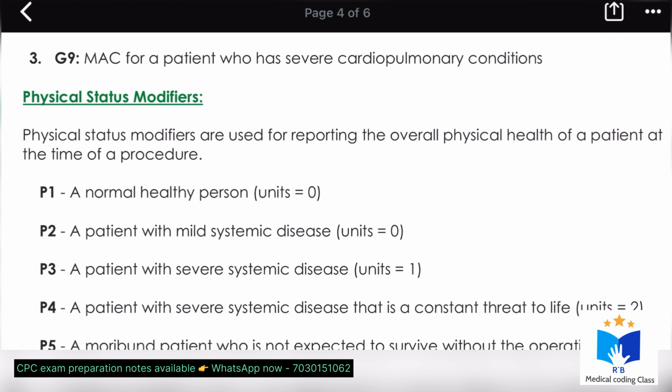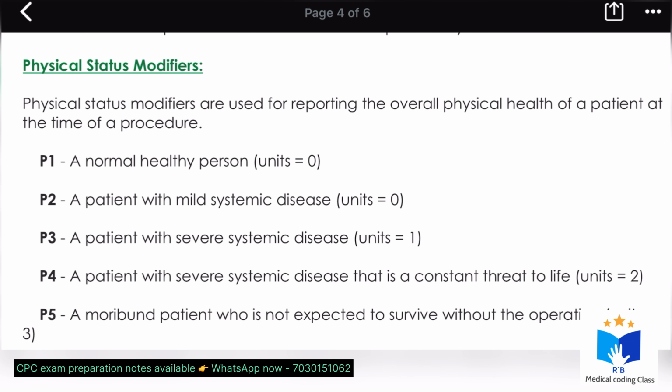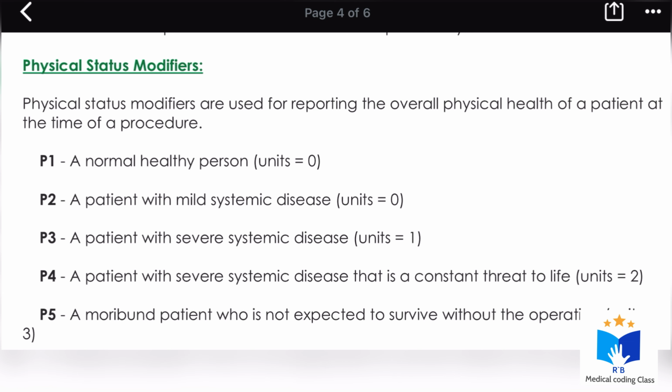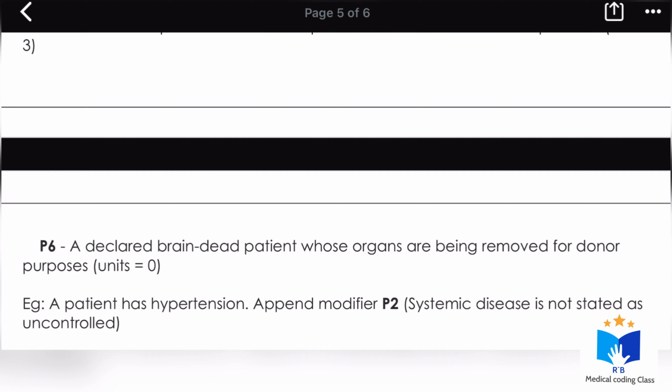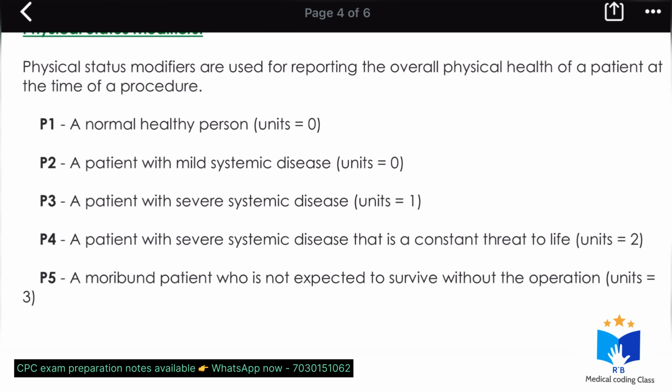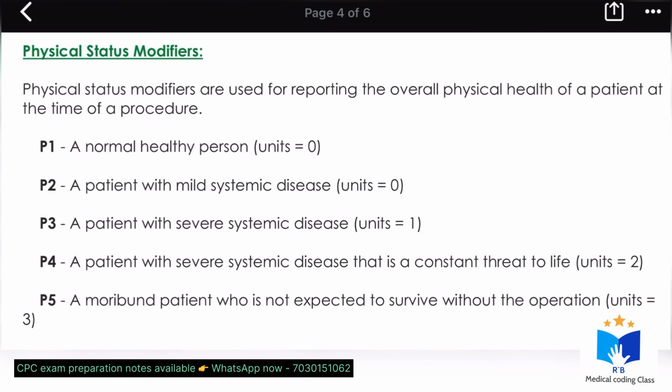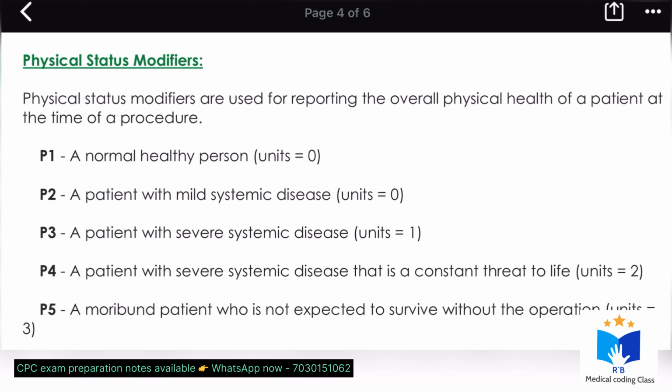Then physical status modifiers. Physical status modifiers include P1, P2, P3, P4, P5, P6. P1 means a normal healthy patient. P2 is a patient with mild systemic disease. P3 is a patient with severe systemic disease. P4 is a patient with severe systemic disease that is a constant threat to life. You can use the P4 modifier with unit 2, and P3, severe systemic disease, with unit 1.